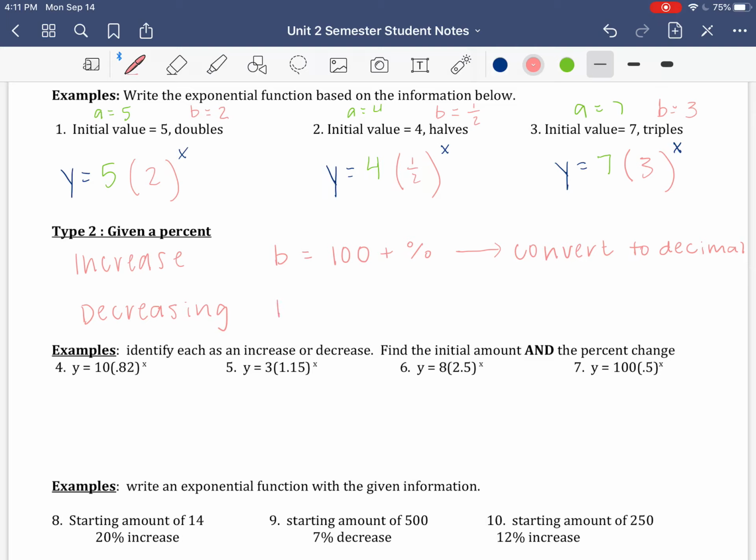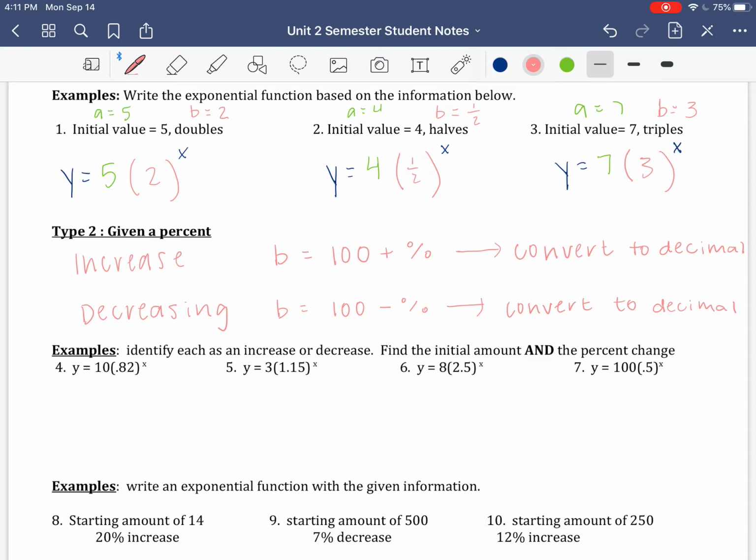If we're decreasing, it's a similar process: we're going to do 100 minus the percent, and then we would still convert it to a decimal. I think that's easy to remember. You either need to add it to 100 or subtract it from 100. Increasing, when it's going up, is the adding, so that should make sense. Decreasing, when it's going down, is a subtraction. So that's a helpful way to remember that.